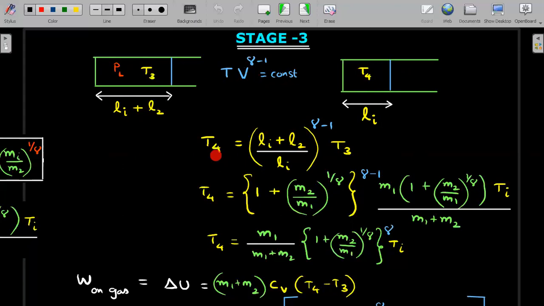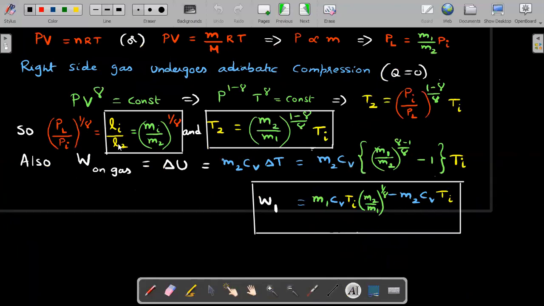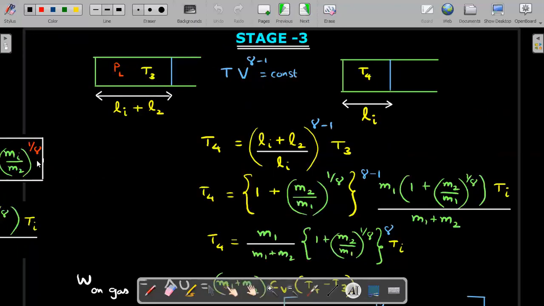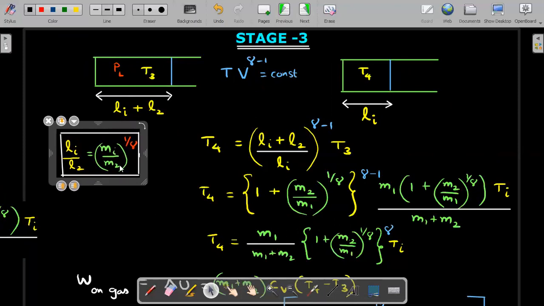So the value of T4 should be equal to the ratio of volumes in inverse power gamma minus 1 into T3. You could see that this can be written as 1 plus L2 by L1. And in the first page, if you remember, I have already written this value of L1 by L2. So I'll borrow that into this page. Can you carefully observe? I have done this here. So you could see I've borrowed this one. Okay, right? So this one I'll substitute here as M. Here you have L2 by L1. So this is the reverse of it. So M2 by M1 times of 1 power gamma. Okay, so I use the stage 1 calculation here to write this one.